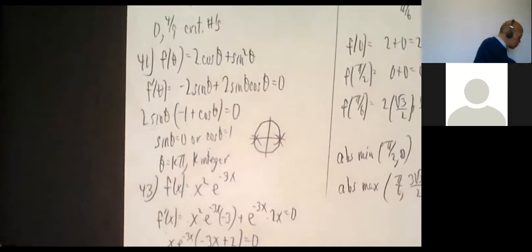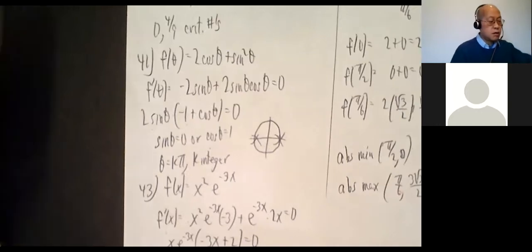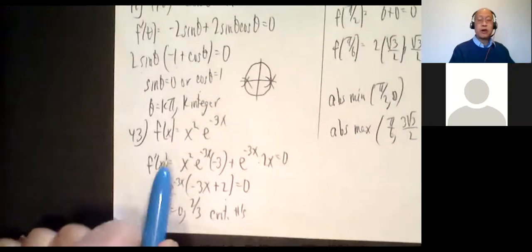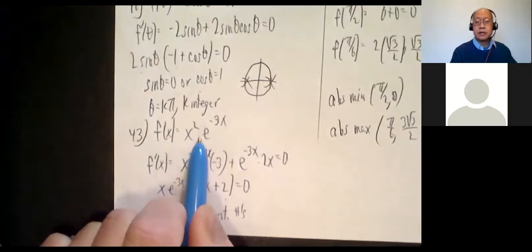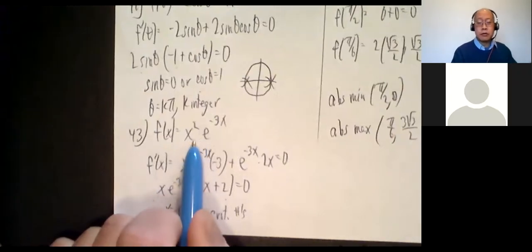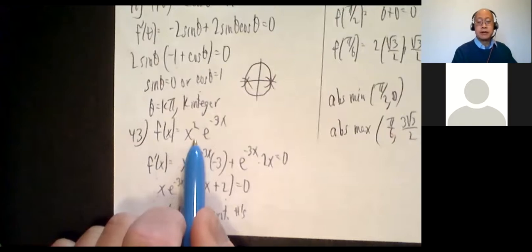All right, and then I was going to show you 43 also. Find critical numbers of x squared e to the negative 3x. So we have to do the product rule, right? It's been a while since we did the product rule.